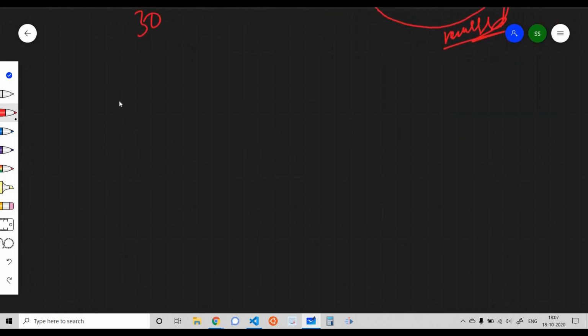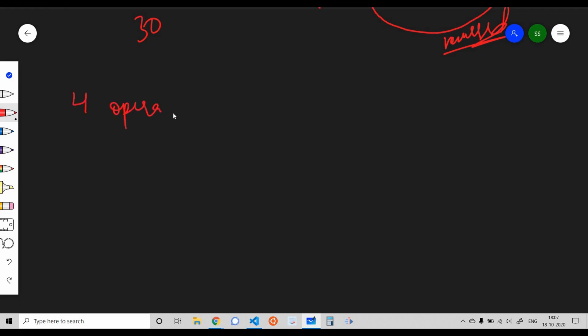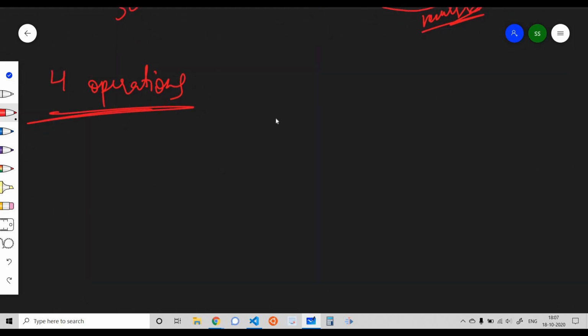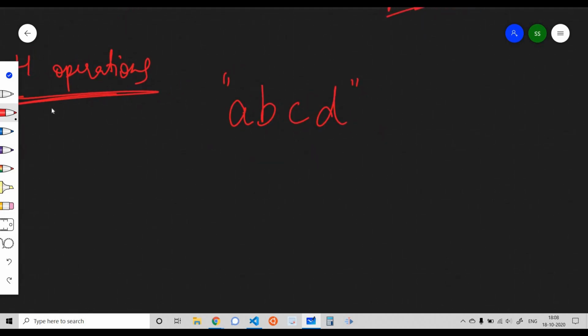Now let's see what we can do to solve this problem. Actually, this problem can be solved in 4 operations. It can also be solved in 3 operations, but I did it using 4 operations. Let's pick an example. Let's say I'm talking about A, B, C, D. I need to convert it into a palindrome.